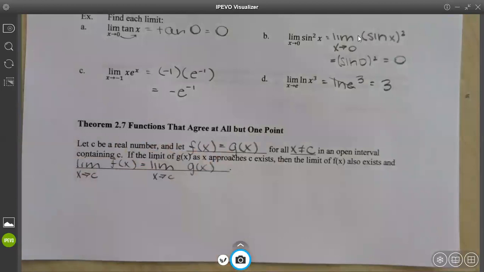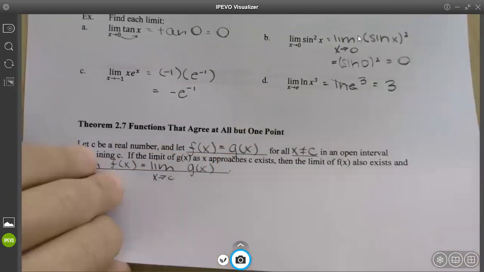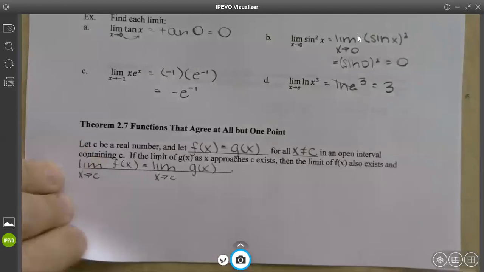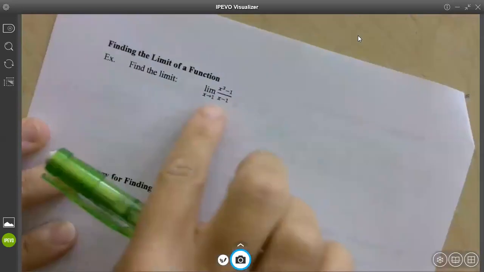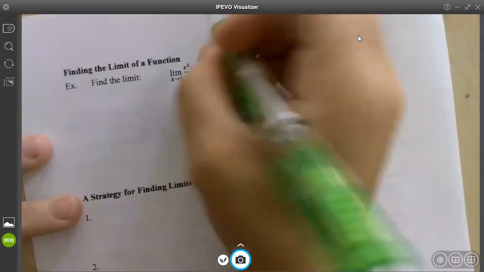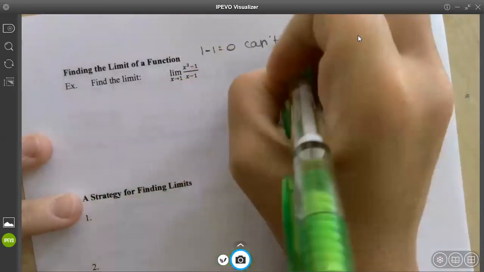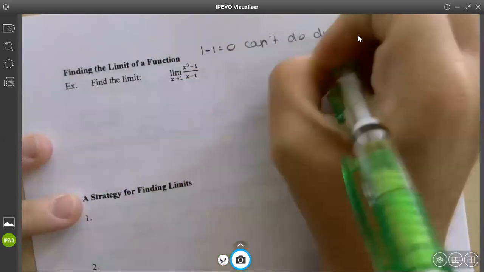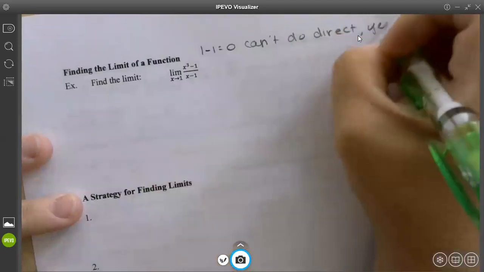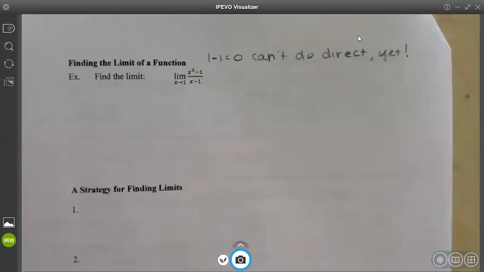All right, so now we're going to get into the ones where your denominator gives you 0. Okay, so what do you have to do? We'll talk about that in just a second. Everybody good here? All right. So find the limit. When we plug in this 1 directly, 1 minus 1 gives us 0. So we can't do direct just yet. We've got to fix it.